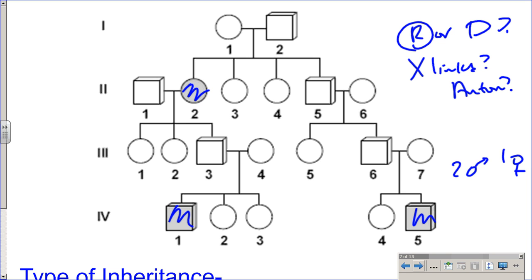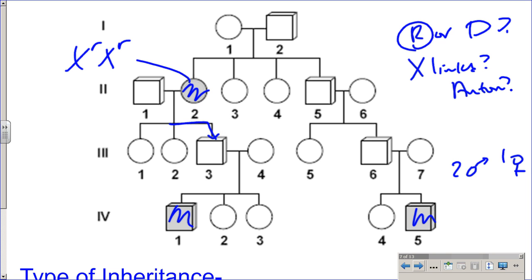Let's try this first. If this mom has it, and you tell me it's sex-linked, what do moms give their boys? X's. If mom has it, let's just pretend it's X-linked, and someone's gonna put X little r, and she has a male child right here, then he would have to show it. So sometimes it's not like, oh, go look at the picture, we're done. You got to think about it and try out two things or more and see if it works.